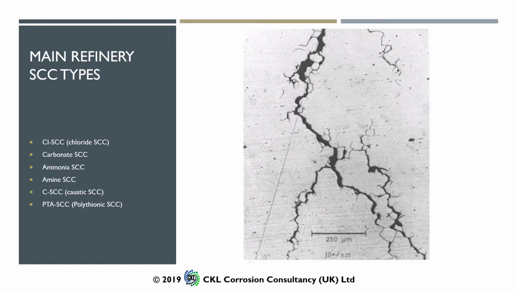Then we'll cover caustic stress corrosion cracking, and we'll look at the parameters involved and the ways in which we can avoid the issues. As with all these other mechanisms, we'll look at ways in which they can be designed out. And then lastly, we'll cover polythionic stress corrosion cracking. This is probably less common, but nevertheless, it is a particular issue for certain parts of the refinery, and we'll cover that in a bit more detail, why it occurs and what we can do to avoid it.